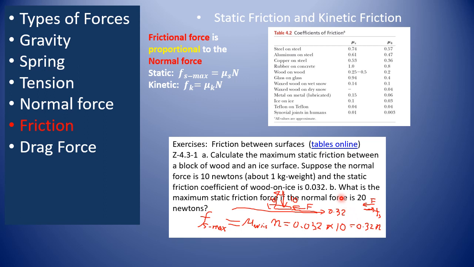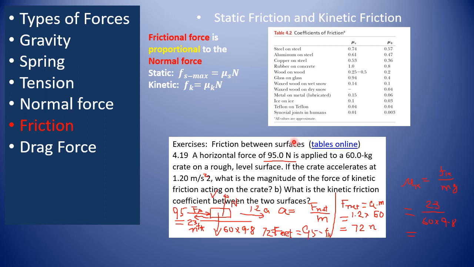Now the second question: what is the maximum static friction if the normal force is 20 newtons? Well, 20 newtons just doubles, and then the friction will be doubled, 0.64, and that's simple math.